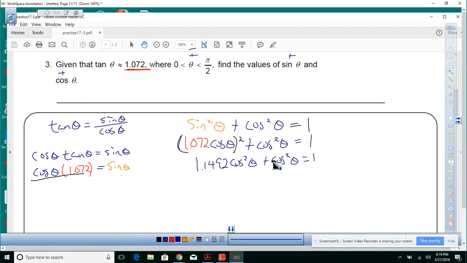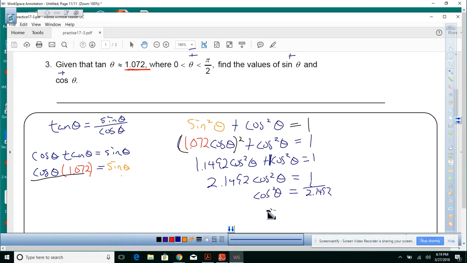Now this is like 1 cosine, so we're going to add those together. 2.1492 cosine squared theta equals 1. We're going to divide both sides. Cosine squared theta equals 1 over 2.1492.